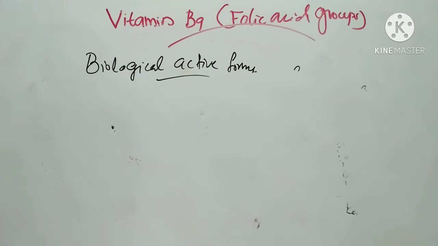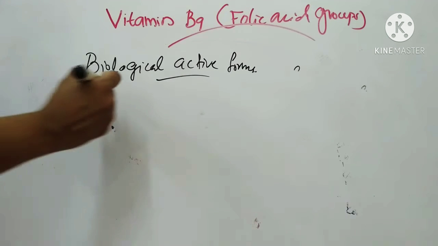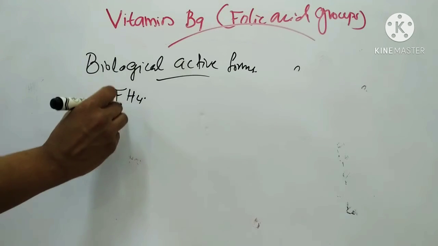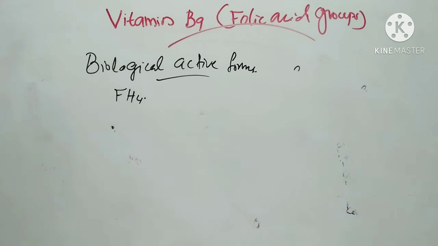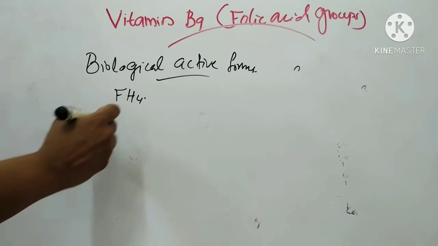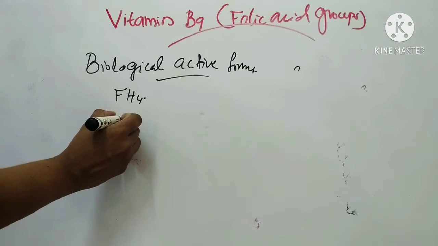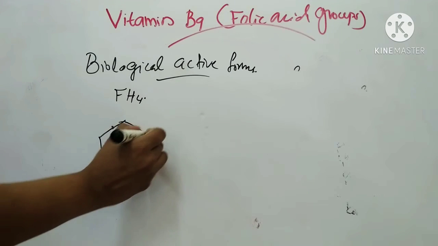The active form is the reduced tetrahydro derivative, that is tetrahydrofolate or FH4. That is the active form. It is obtained by addition of 4 hydrogens to the pteridine moiety at 5, 6, 7, 8 positions. We will see the addition of these hydrogens to the pteridine moiety. That is the structure.